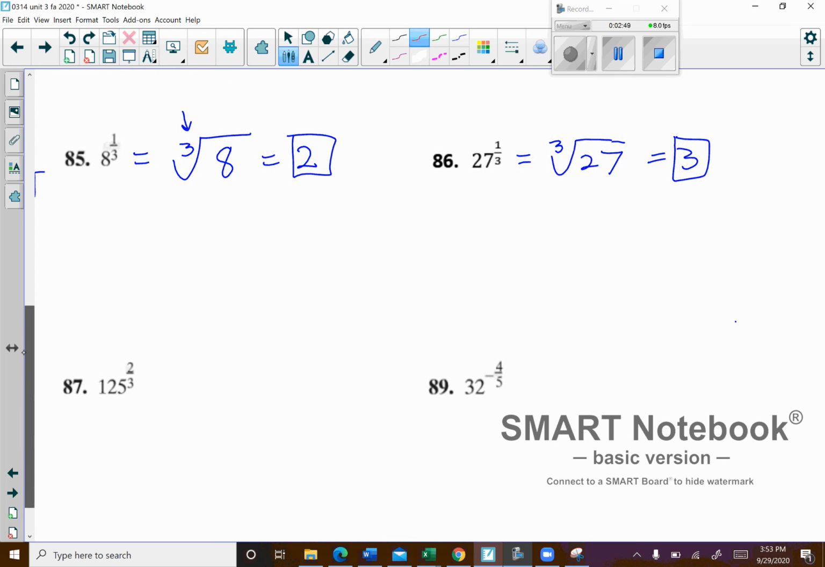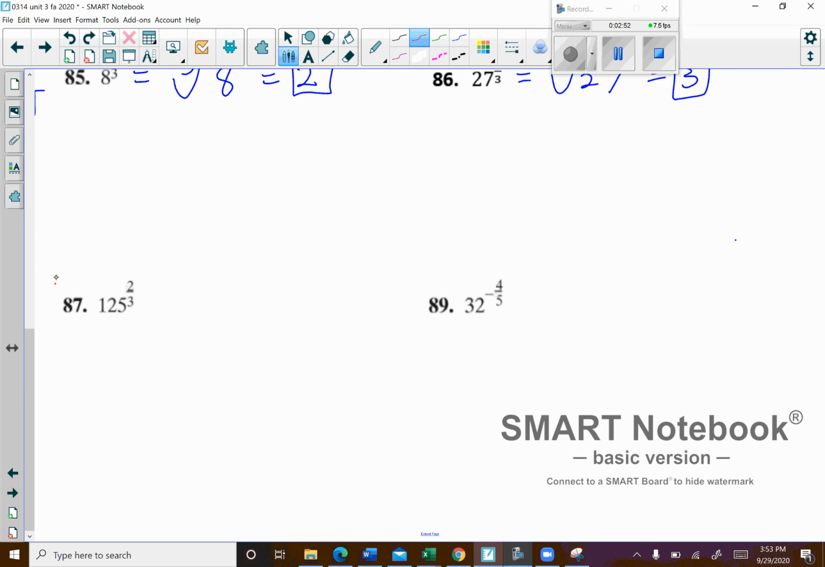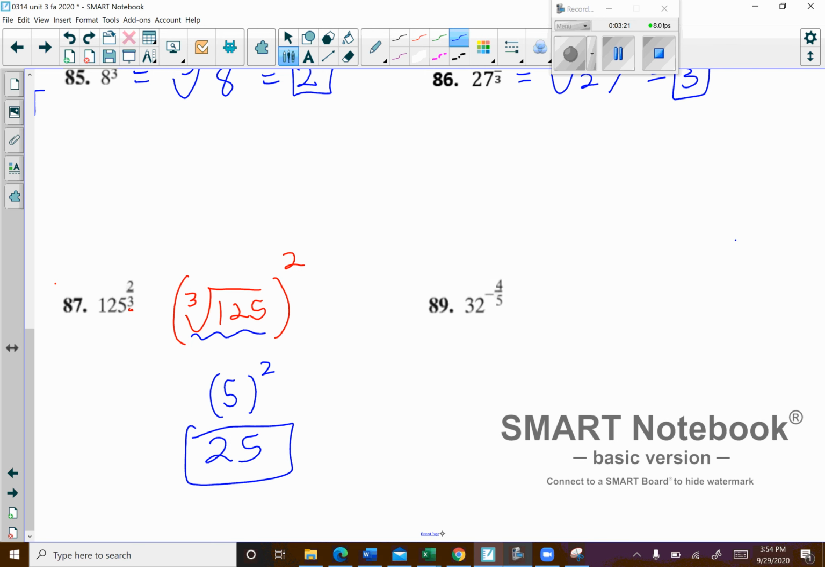All right, so coming down here, looking at 87, the denominator tells me that I'm going to do a cube root of 125, and then the numerator tells me to square it afterwards. So just focus on the cube root of 125. What to the third power gives you 125? That will be a 5, and then you have to square it. The cube root of 125 is 5. Then we square it, which is 25, and there we go. That's our answer.